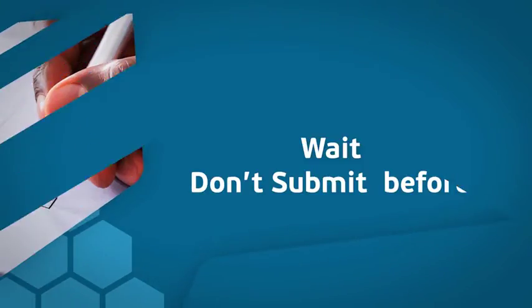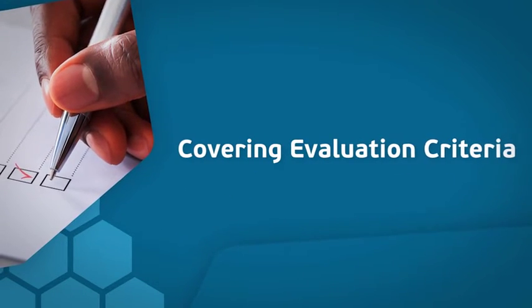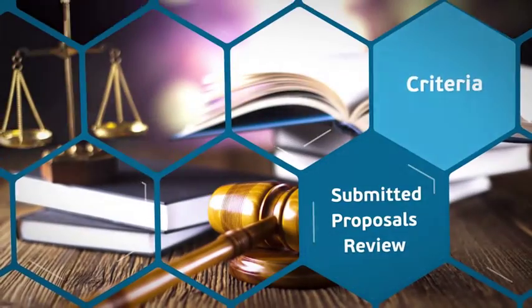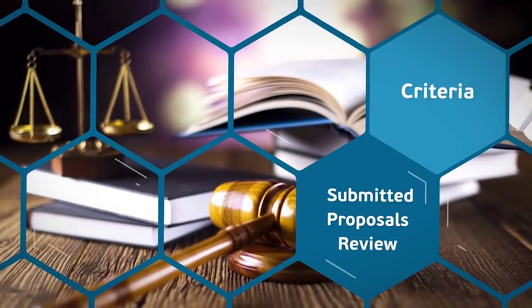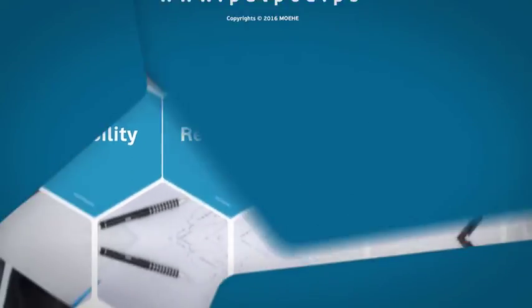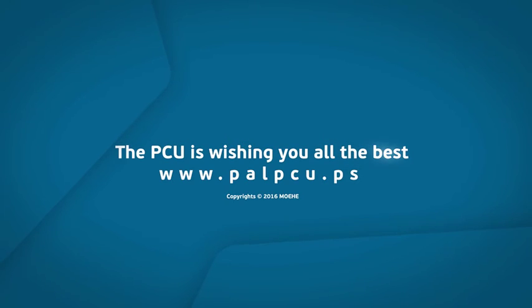Now, you've prepared your preliminary proposal, and you're ready to submit it. Wait, don't submit it until you make sure you're covering the evaluation criteria. While reviewing the submitted proposals, they'll be evaluated according to the following: feasibility, relevance, partnership, and sustainability and impact. The PCU is wishing you all the best.